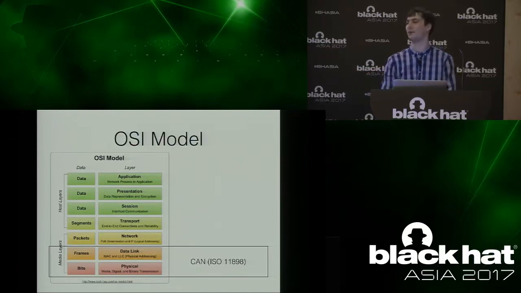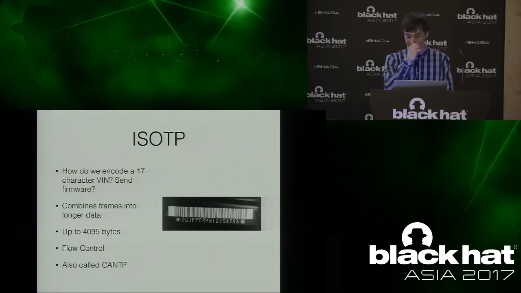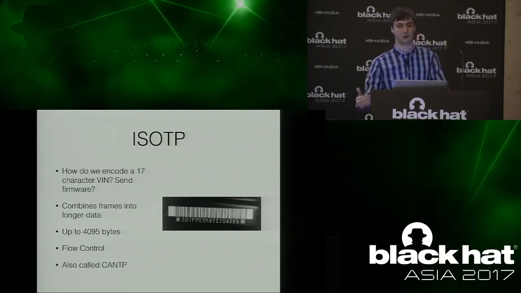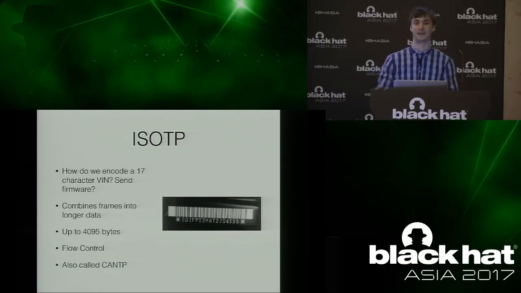It's got an ISO number if you want to actually read the whole standard. But then we get to ISOTP, which is what this is usually called. It's got a few different names. And here's the problem. How do we encode a 17-character VIN if we only have 8 bytes? You can't. And how do you send firmware, like several K of firmware or even megs of firmware? Well, that's even worse. So we need to combine these frames into a longer thing.